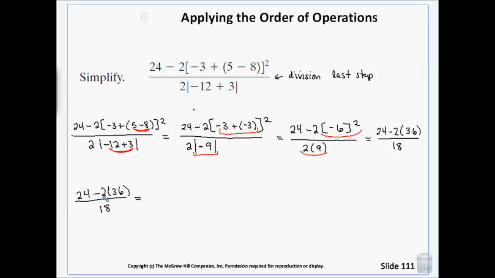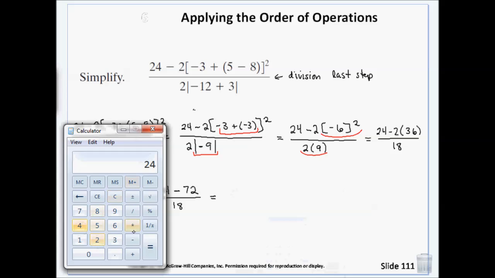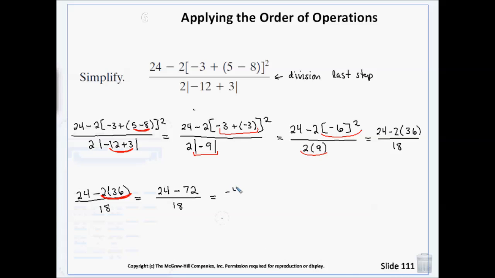The next step I have to do in the numerator is this multiplication. The denominator is done. So 24 minus 72. 18 stays the same. And then I do 24 minus 72, which I'm sure I could do, but I don't feel like it. So I get negative 48 over 18. Now 18 does not go into 48.